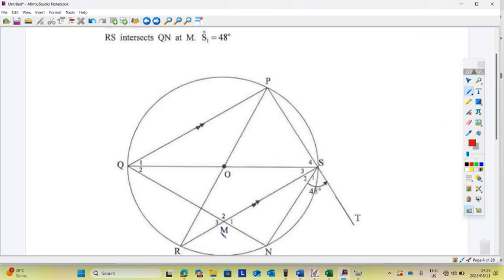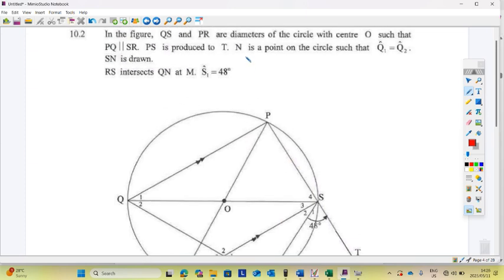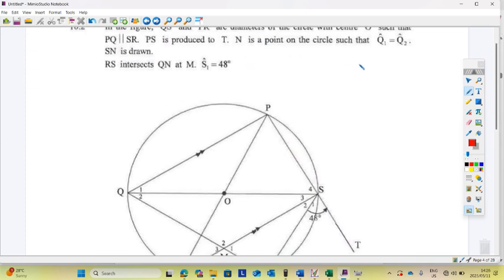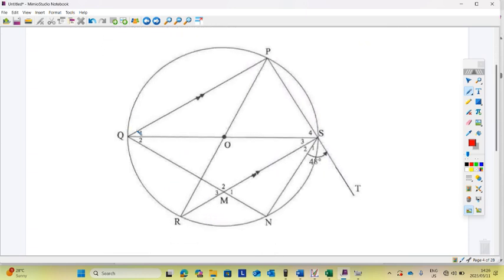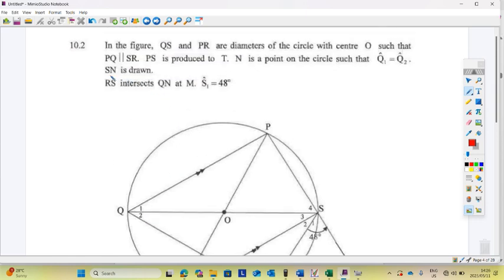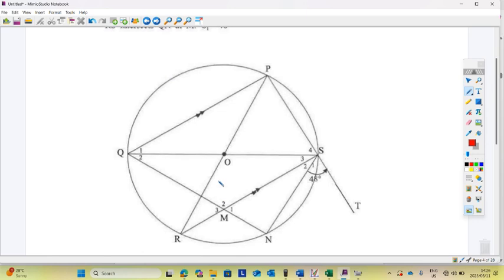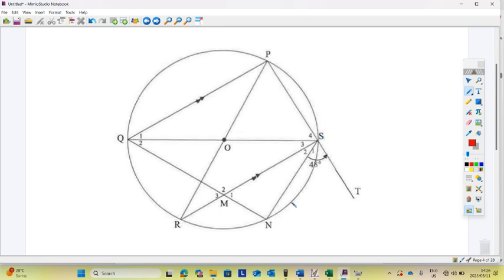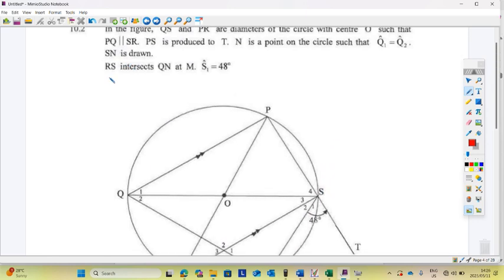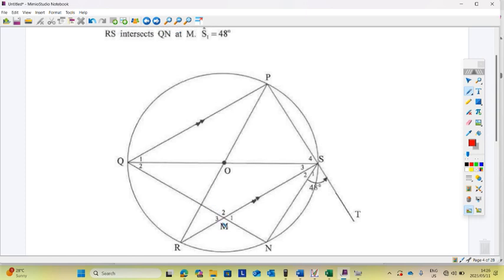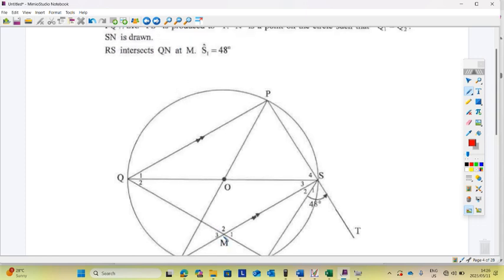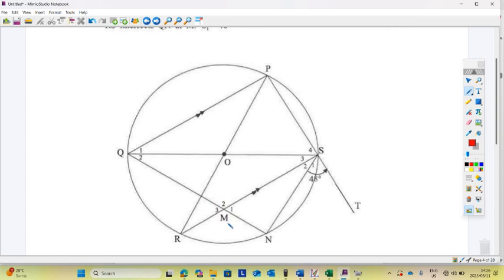N is a point, where is N? Here is N. N is a point on the circle such that Q1 is equal to Q2. So we have Q1 is equal to Q2. That is what we've been given. And SN is drawn. Where is SN? We have SN here. SN is drawn. RS intersects, where is RS? This is RS. RS intersects QN at M, and then S1.